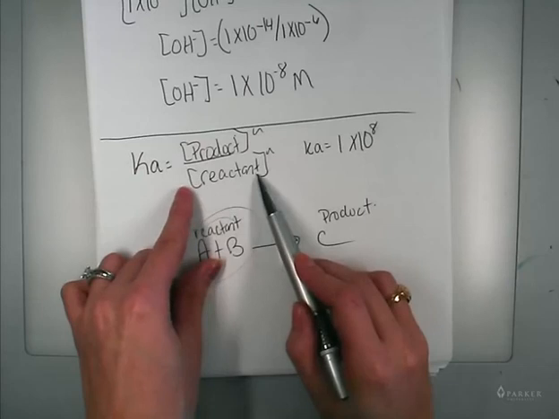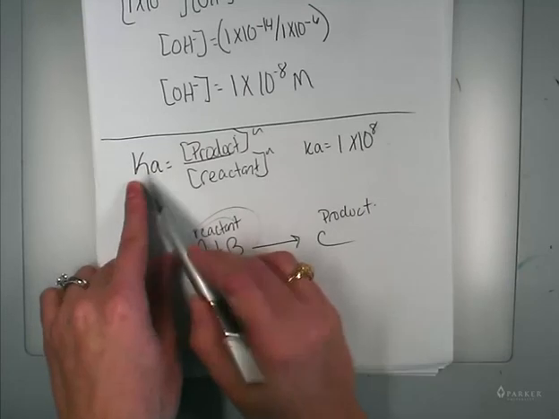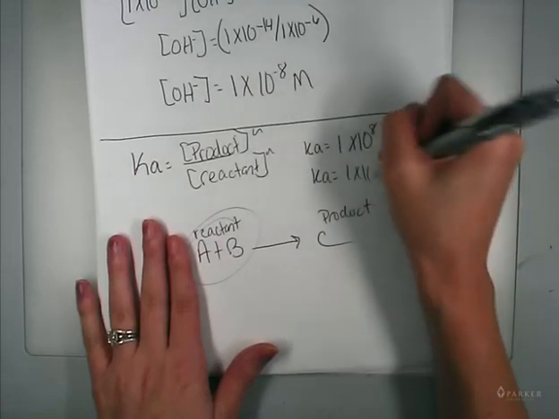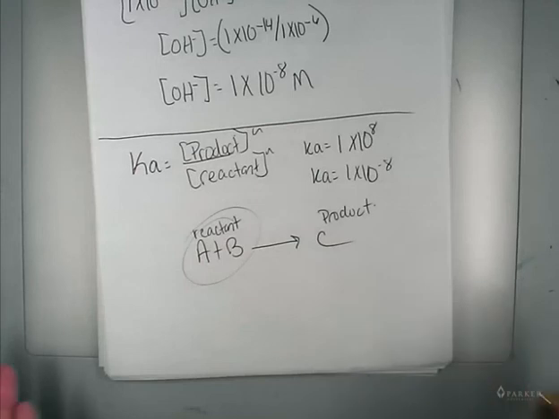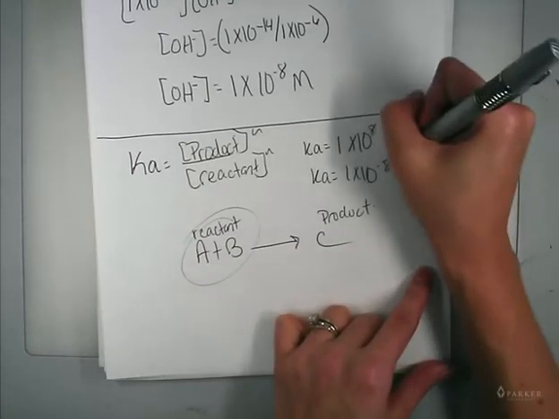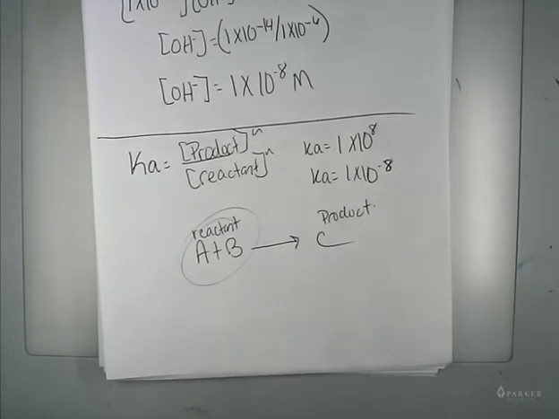So if our reactant is really large, because it didn't really do anything, Ka will be small. So Ka might be 1 times 10 to the negative 8. I'm making up these numbers, but you can kind of see. I know something's small when it has a negative exponent. So I can tell by Ka if something is reactive or not.